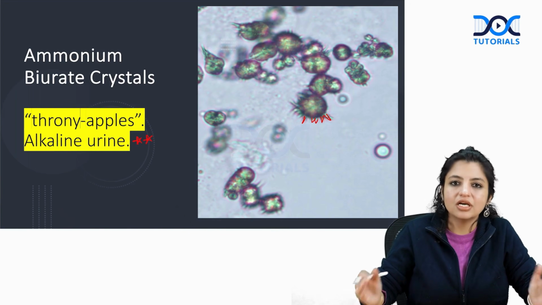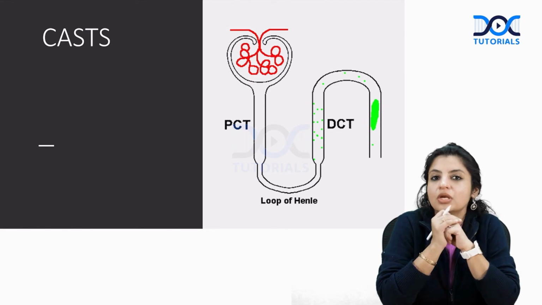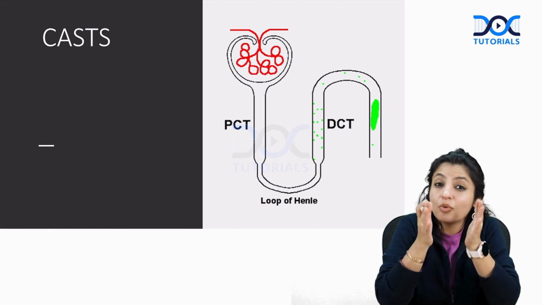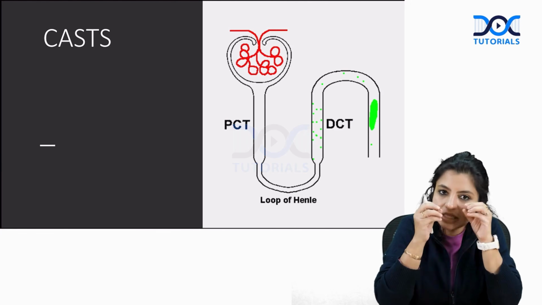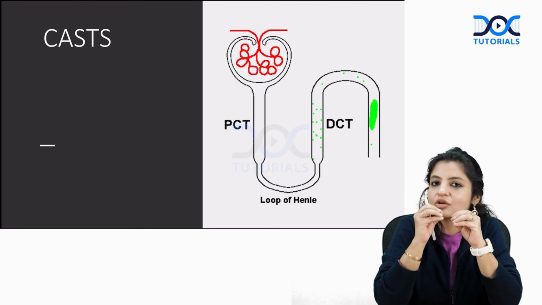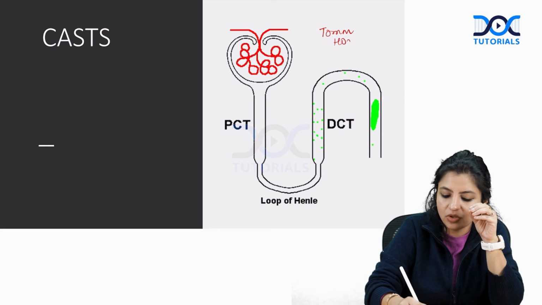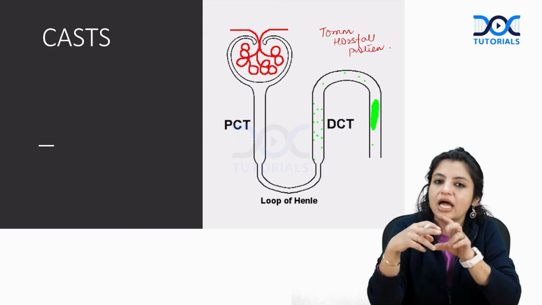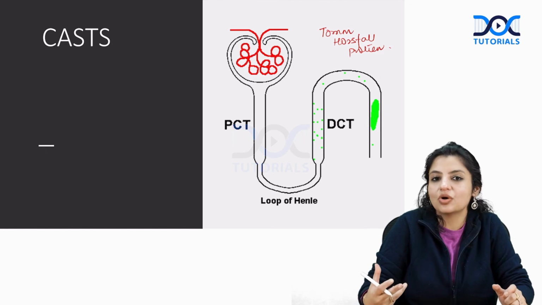Once you're clear with the crystals in the urine, the next thing that they ask you is the casts in the urine. So now let's come to the casts. What are casts? Cast means when something gets deposited in a shape. Whenever something is passing through the tubules, the distal convoluted tubule has a protein called Tamm-Horsfall protein. This forms the base which traps whatever is passing through the tubules and gives it a shape, a cast. That cast comes in the urine. That is what is called a cast.